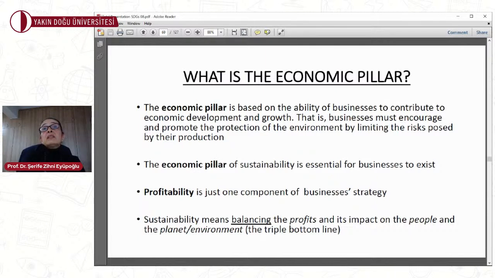Sustainability means balancing the profits and its impacts on the people and the planet. This is what we call the triple bottom line, the three concerns of businesses: profits, people, and the planet.